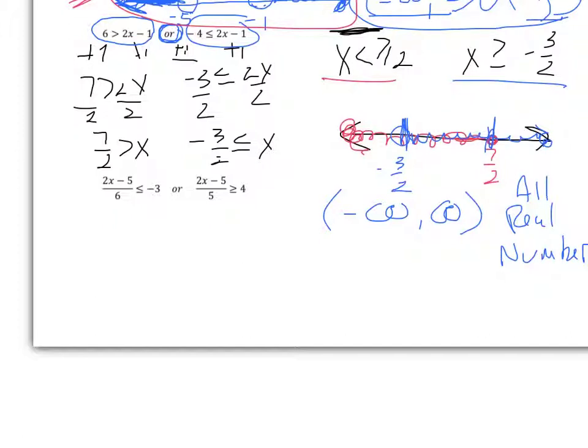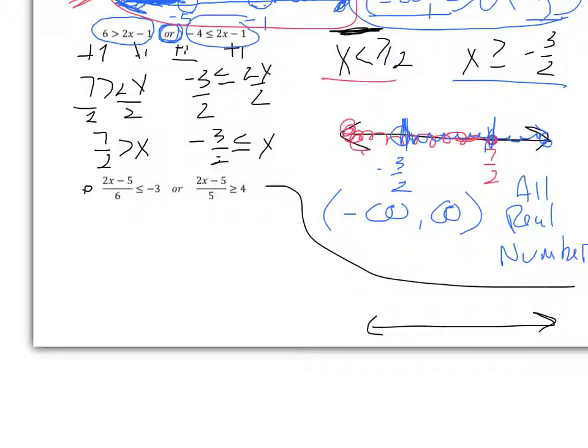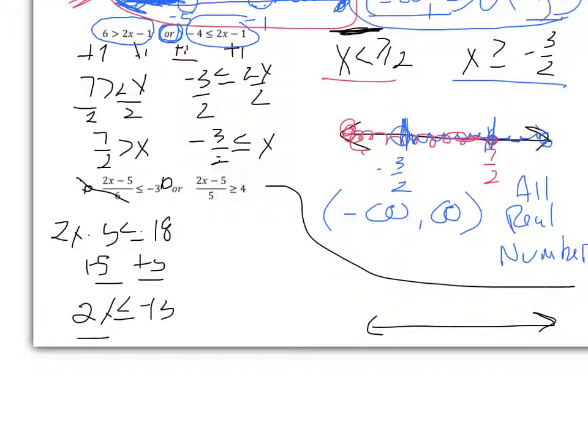Once again, we have an OR, so I'll just go ahead and draw a little line differentiating, and we're going to be graphing this. And once again, we're looking for any piece of the graph that's shaded by the line. So first thing here, we need to get rid of the 6. So multiply by 6, multiply by 6. 6 is canceled, so we get our 2x minus 5 is less than or equal to negative 18. Add 5. 2x is less than or equal to negative 13. Divide by 2, and we get x is less than or equal to negative 13 halves.